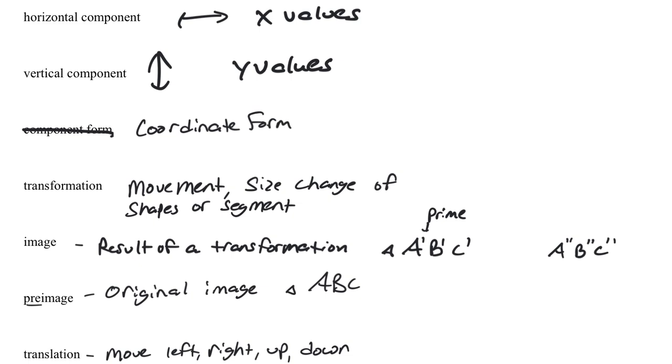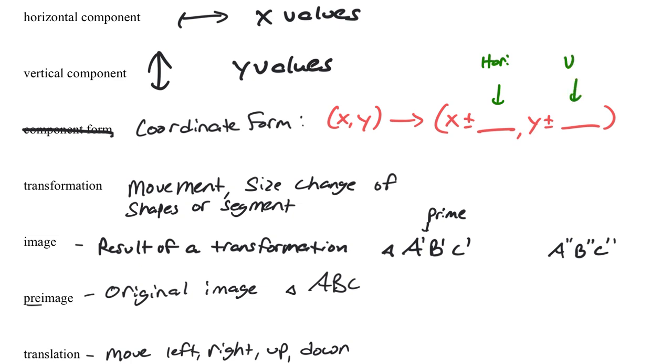Coordinate form is the following. We're going to say we have an X and a Y coordinate. So you always have this. You have a little arrow, meaning we're going to apply this transformation. And then we're going to have an X plus or minus something, and then a Y plus or minus something. And that something is going to be either the horizontal or the vertical change that happens. So that's the coordinate form, and that's what we're going to focus on in today's lesson.